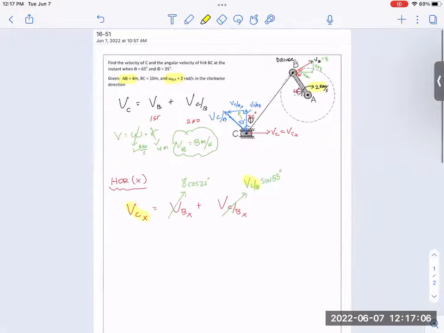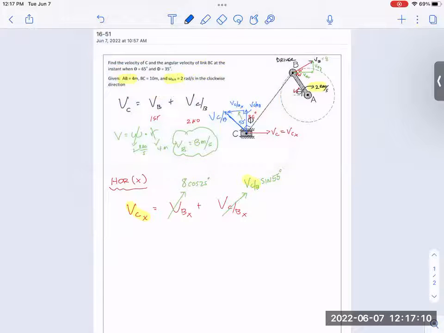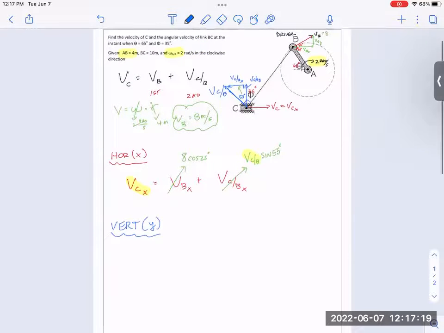All right, let's try to tackle the vertical one. Sweet. What's happening vertically in the Y direction, my friends? Again, I rewrite my equation. It's the same equation every time. It's the top equation: velocity of C equals velocity of B plus the velocity of C as it rotates around B. But I'm just working on vertical stuff, so put a Y into all of those.